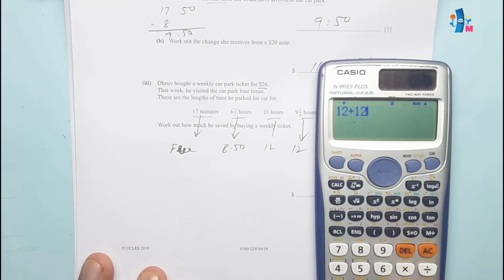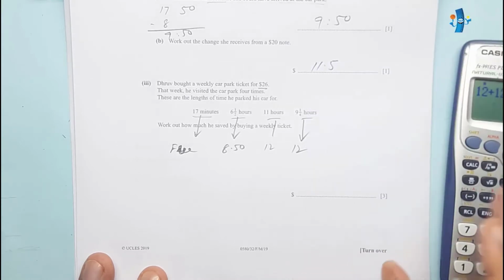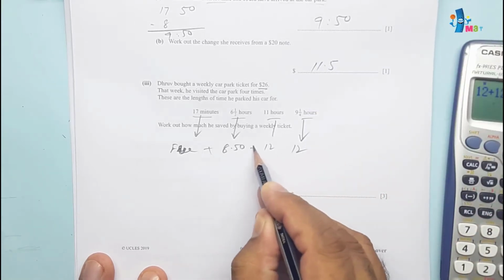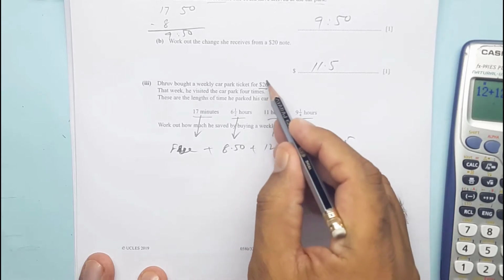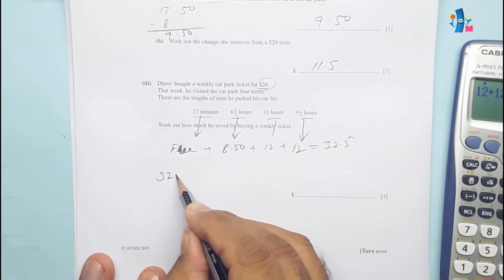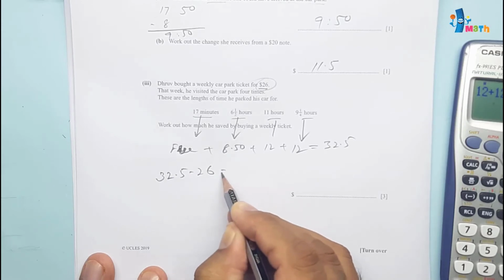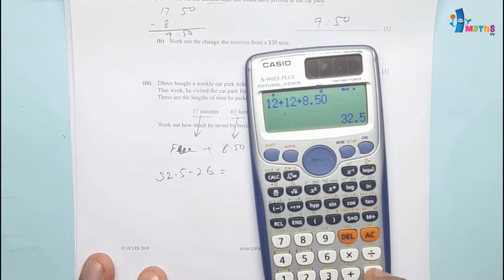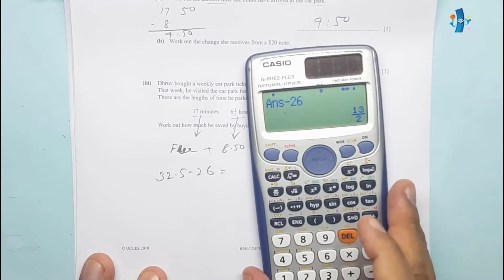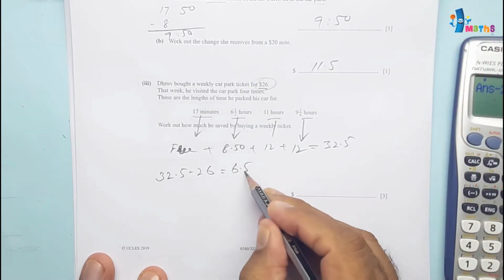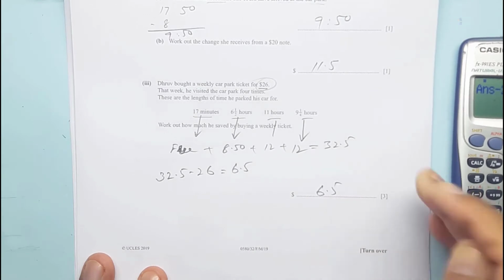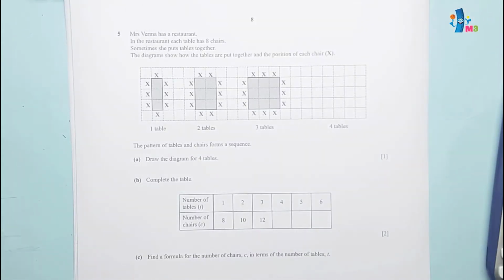So 12 plus 12 plus 8.50, so this is equal to 32.5. So this is adding up to 32.5, and he has paid 26, so 32.5 minus 26 will be his savings, which is equal to 6.5. He saved $6.5.